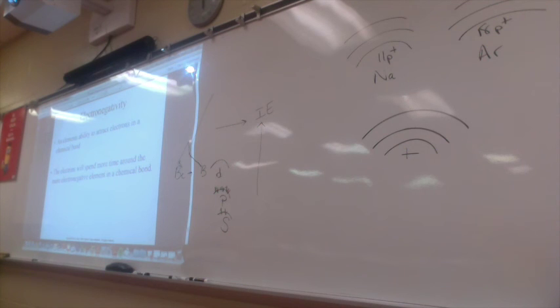Now, if it's electron affinity, here's my atom, and I'm trying to acquire an electron from outside. So the smaller I am, the easier it is to grab an electron. The bigger I am, the harder it is to grab an electron. So it's still the same idea. So size, again, is going to play a big role in electronegativity.